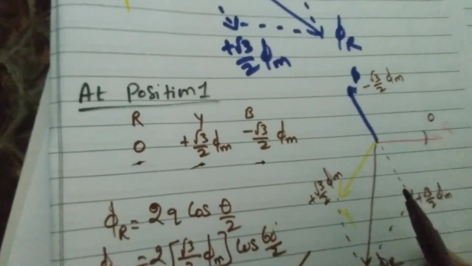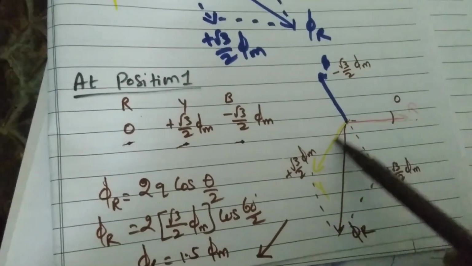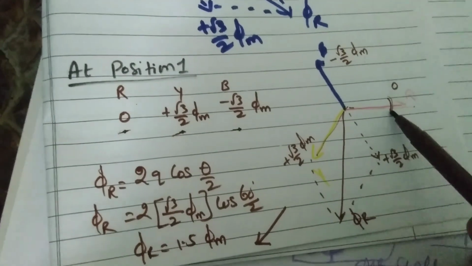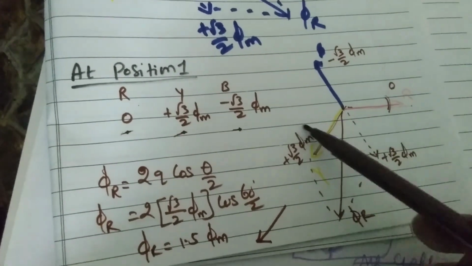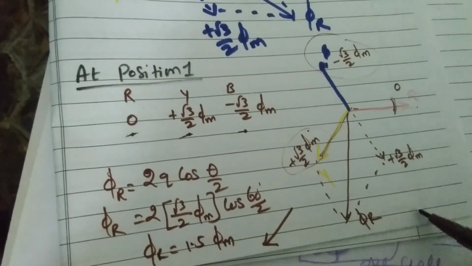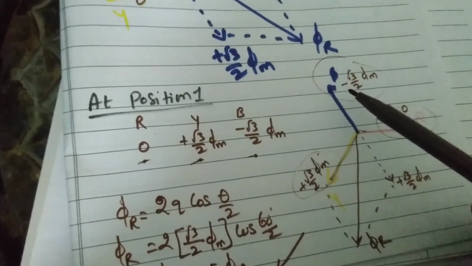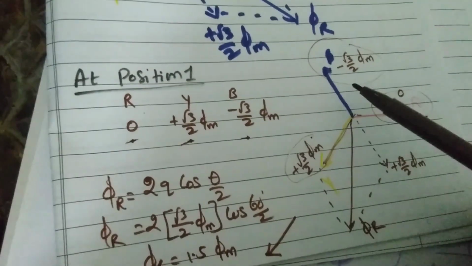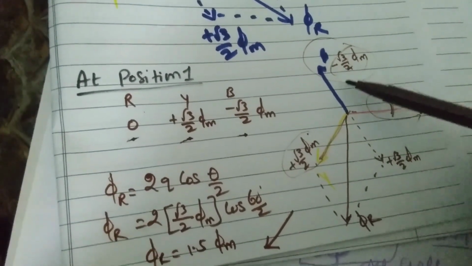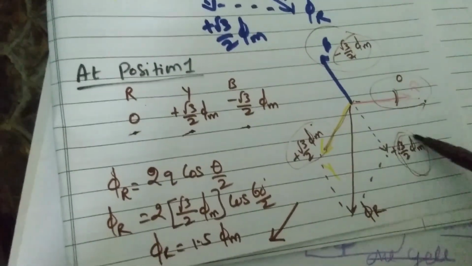Let us draw the vectors. This is the R vector, this is the Y vector, and this is the B vector. The R vector is producing 0 flux, the Y vector is producing plus root 3 by 2, and B is producing minus root 3 by 2. So the R vector will not contribute anything. Before finding the resultant, what do we have to do? This one is in minus, so we have to make it plus. So bring it to the direct opposite. This is the blue phase flux.